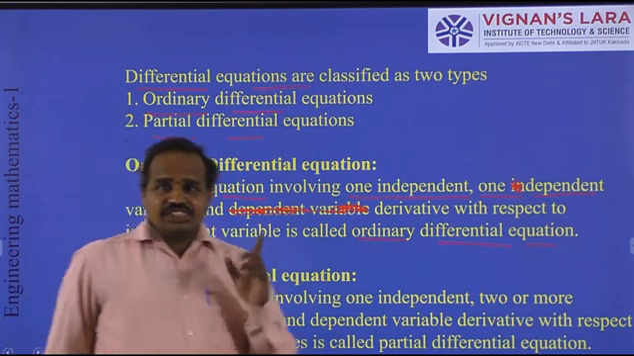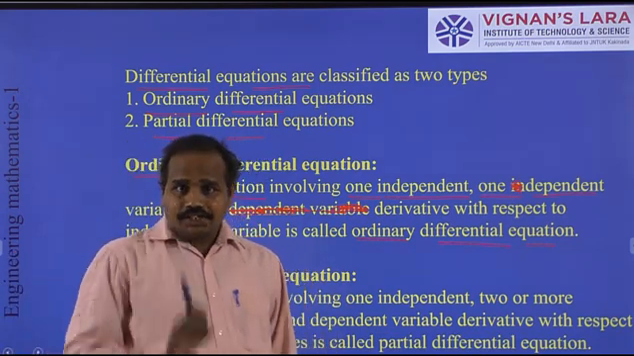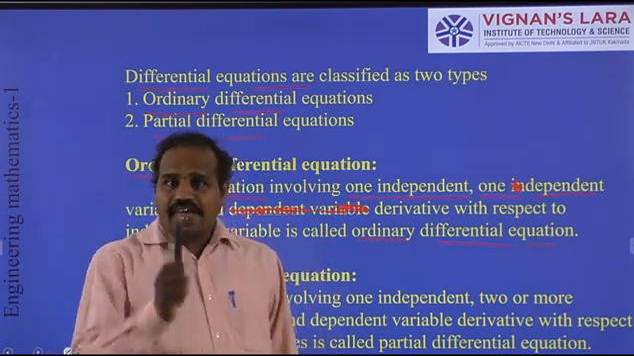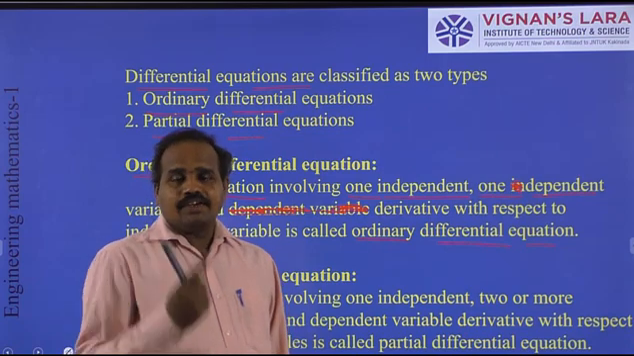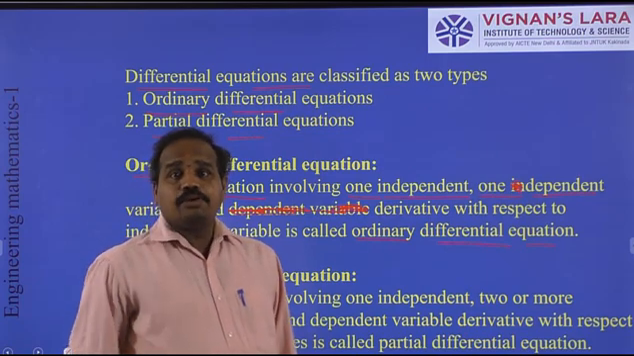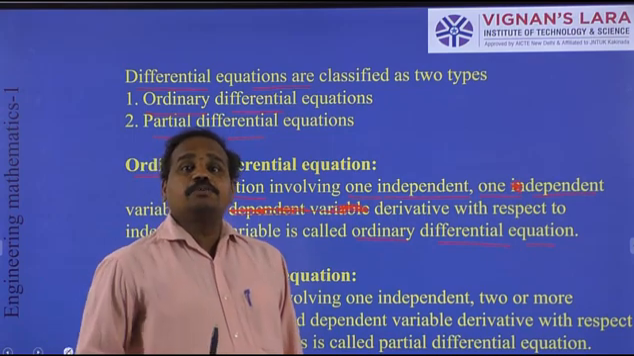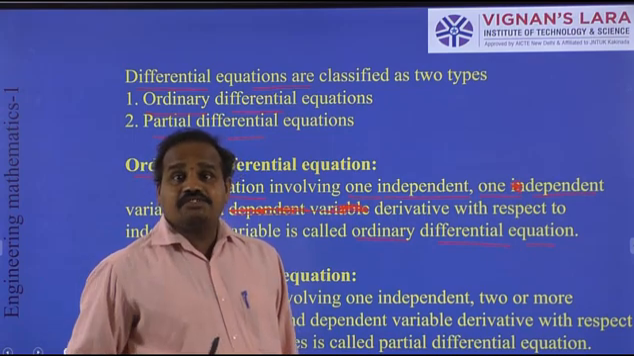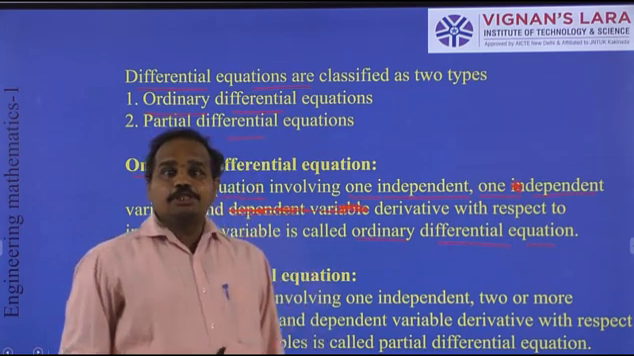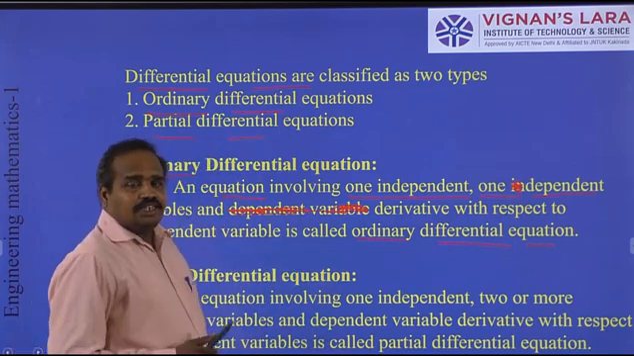That means any differential equation is said to be an ordinary differential equation if it has one independent variable, one dependent variable, and the derivative of the dependent variable with respect to the independent variable exists in the differential equation. Then that equation is said to be an ordinary differential equation.